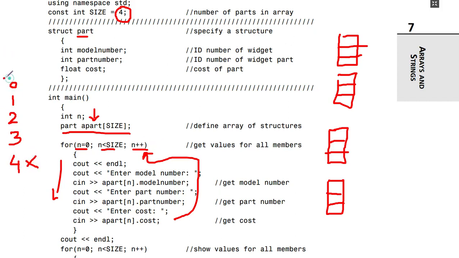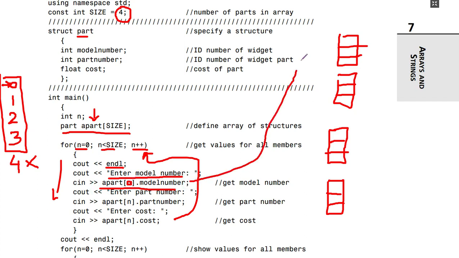So this loop would execute 4 times, and each time, say for example for n equals 0, what would happen inside this loop? First a new line, the cursor would move to a new line, then it would ask the user to enter the model number, and then it would wait for the user to enter a number. When the user enters a number, at this time n equals 0, so a part 0 dot model number, the number would be saved in a part 0 dot model number, it would be saved here.